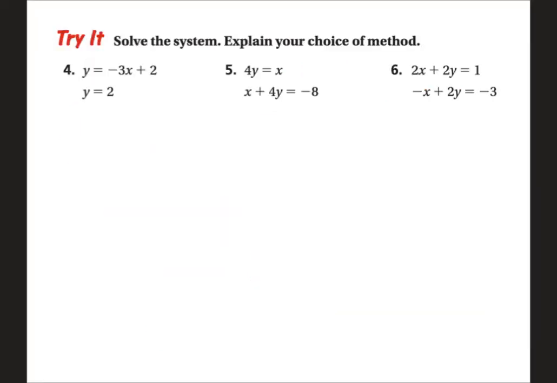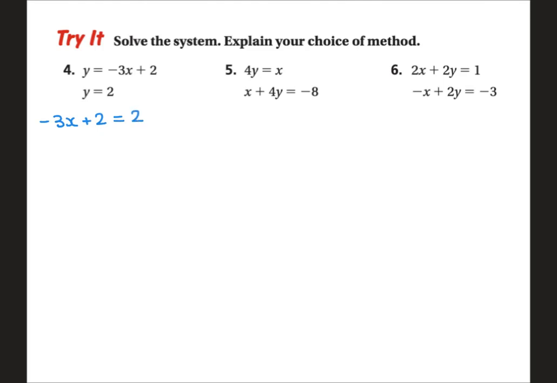So here are your last 3 try questions for this video. Number 4 is really nice because it says y is equal to this and y is equal to this. If they're both equal to y, they're equal to each other. So when you're setting up this problem, we can say that negative 3x plus 2 is equal to 2. So that's for number 4.